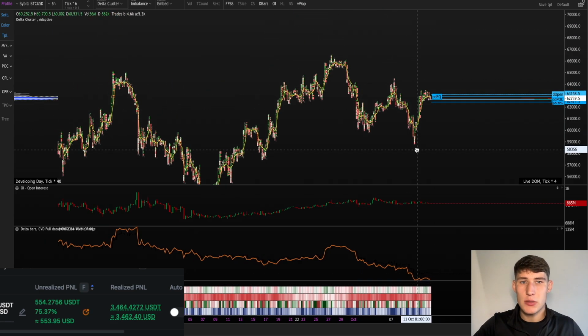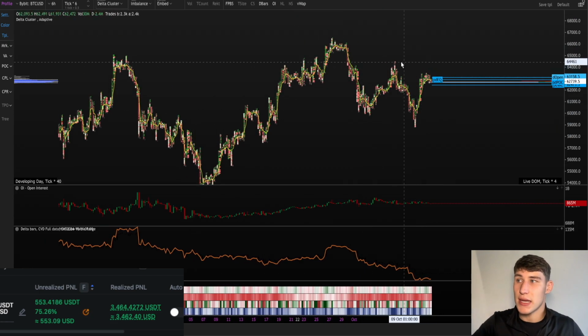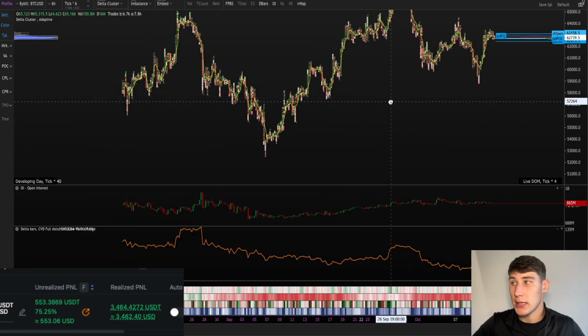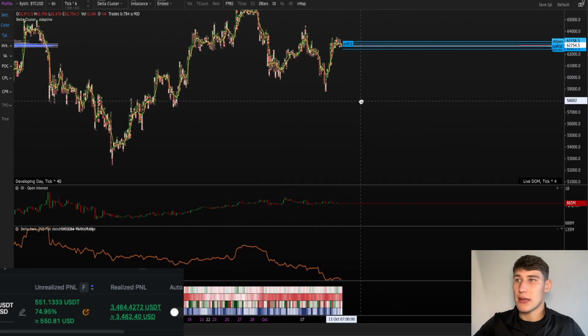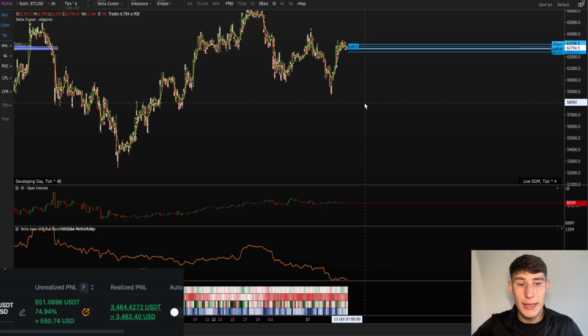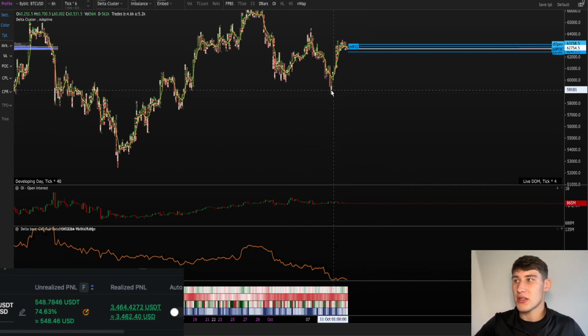What is this telling us? Well, this is telling us that there's more aggressive selling occurring here in the market than there was here. However, price is looking bullish. So this tells us there is a big player or big players who are absorbing all of this selling pressure somewhere in this region.